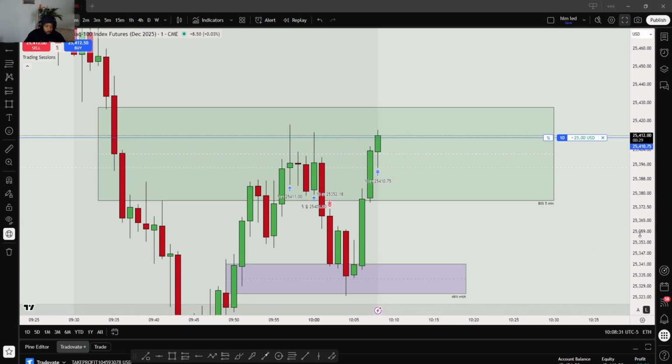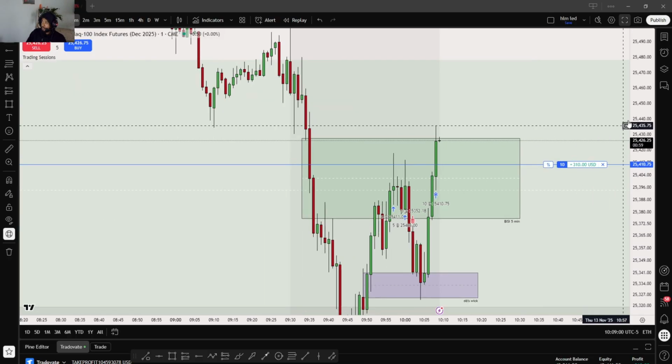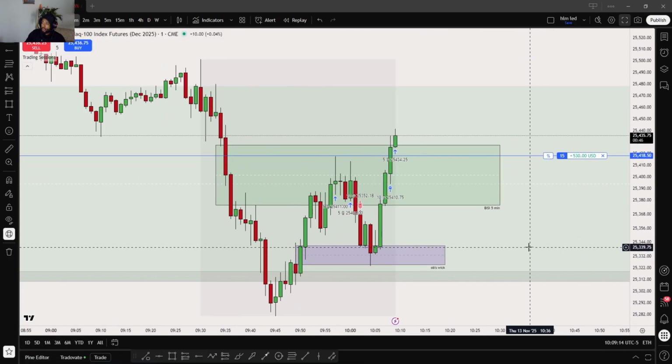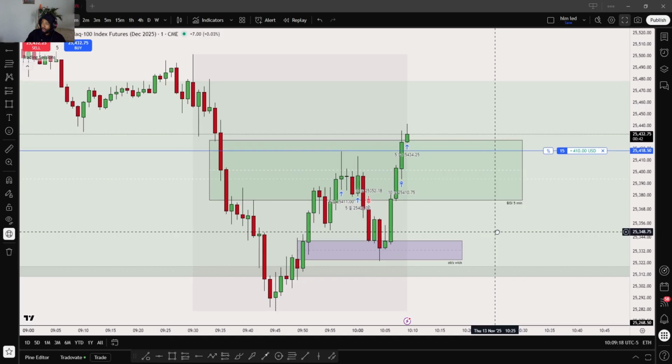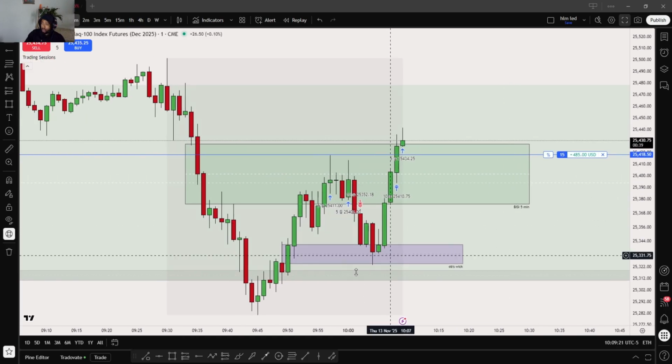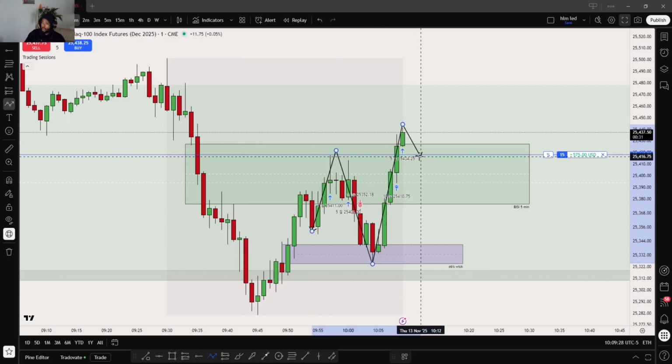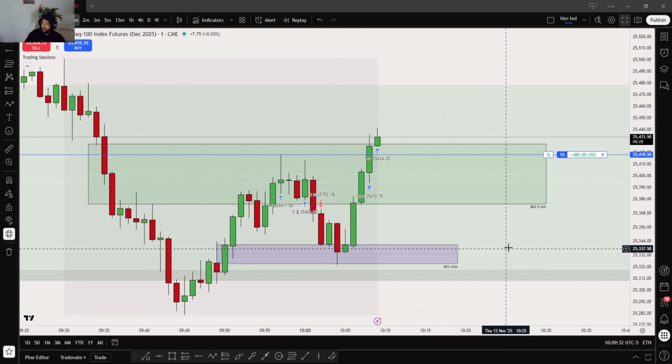All right, I'm long here. We have a mitigation coupled with a breaker, coupled with this 5-minute bullish fair value gap. And we have a bullish breaker. We have a low, high, lower low, higher high, coupled with that 5-minute bullish breaker.